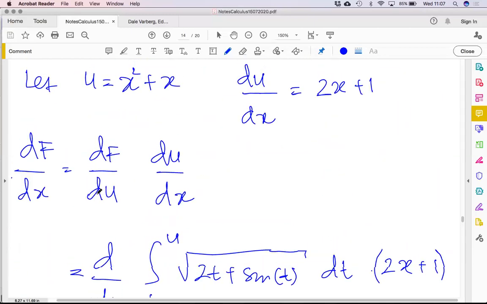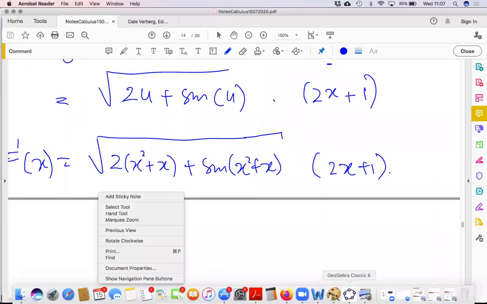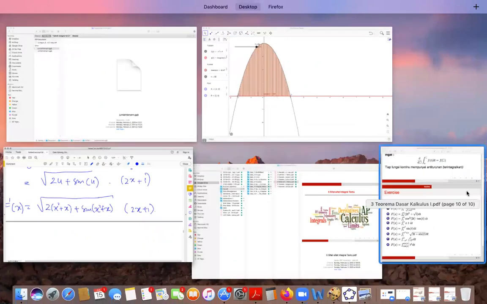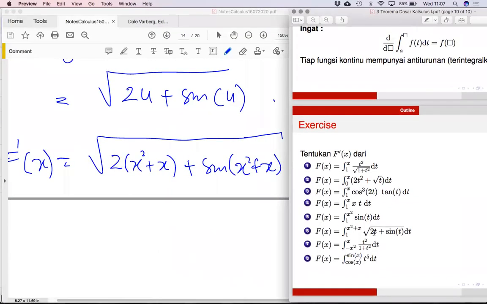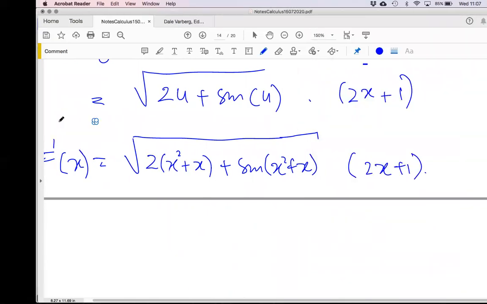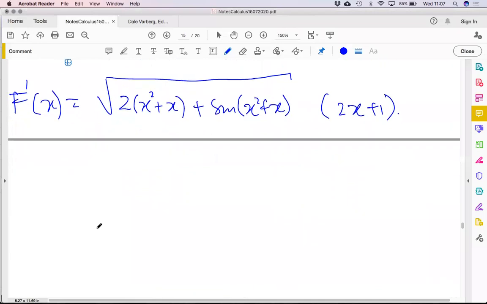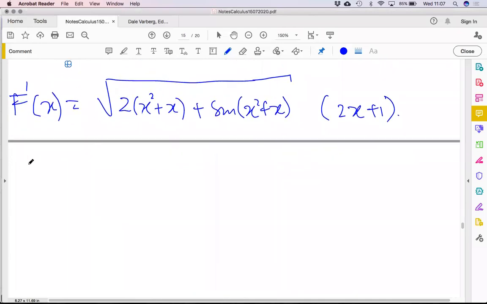Okay, so I will leave the rest of the problem to you as an exercise. And for number 6, number 7, and number 8, you need to use the theorem from the properties of the integral.